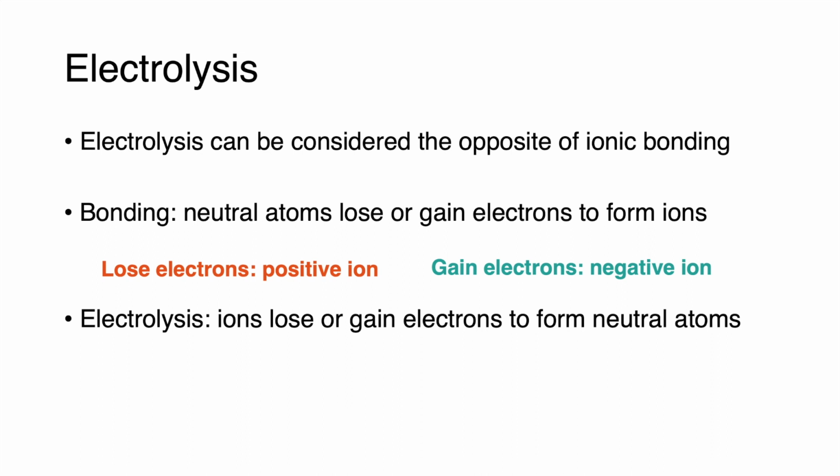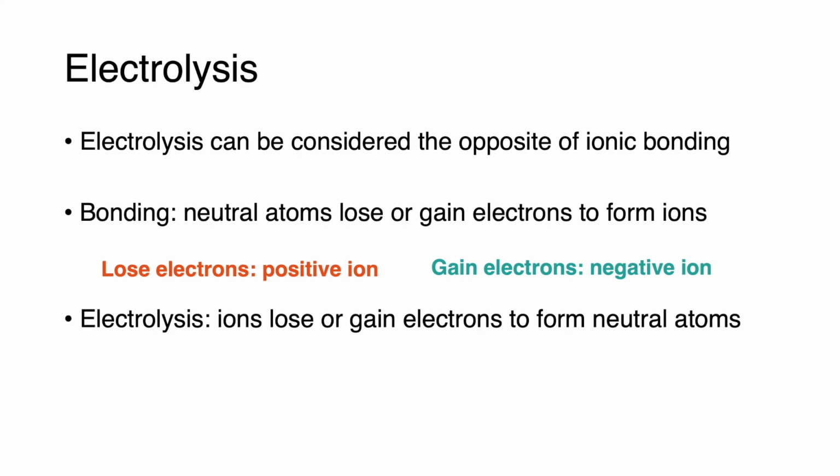The problem seems to come when you need to talk about what's going on during electrolysis, but it's just the exact opposite. So you're starting with the compound and splitting it apart to form the individual elements again. So to do this, you have to turn the ions back into the neutral atoms again. So you do the opposite of what happened to turn them into ions in the first place.